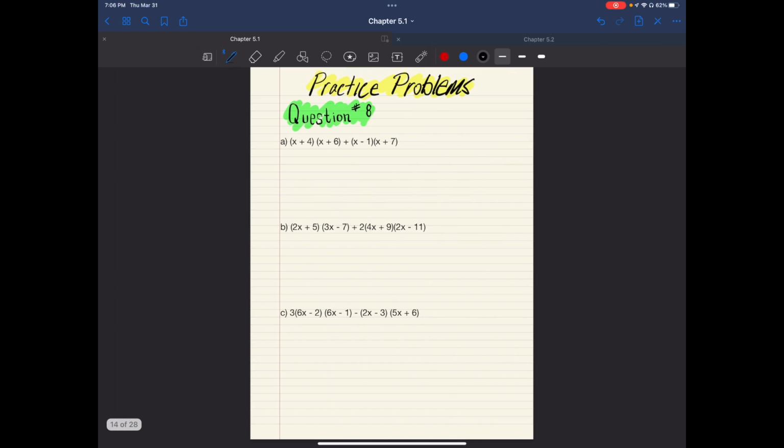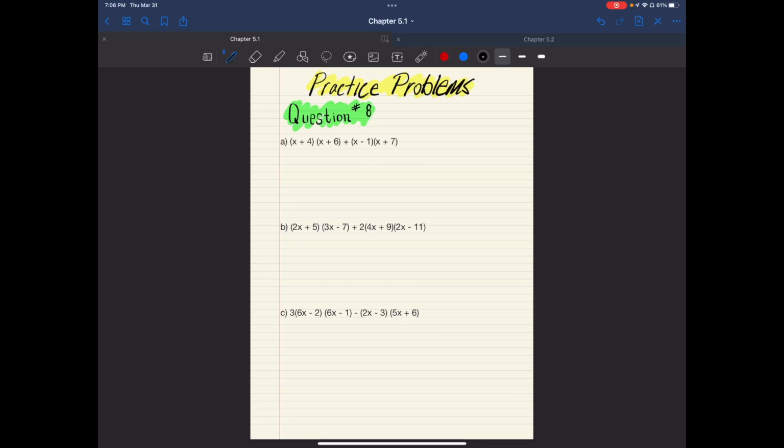Next question. Question 8. Okay, so we have to, I think, expand and simplify. I didn't write it down. Let me just double check real quick. And then textbook. Question 8, yes, expand and simplify.